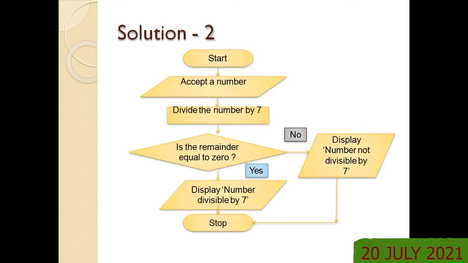Okay. Now the second one, what was the problem? Accept a number, check whether it is divisible by 7 or not. How will we decide whether a number is divisible by 7 or not? Whenever a given number is divided by 7, if the remainder we get is 0, it is divisible, otherwise it is not divisible. Very simple. Start, get a number, whatever number you take, divide it by 7, then check the remainder. If it is 0, it is divisible by 7, otherwise not divisible by 7.